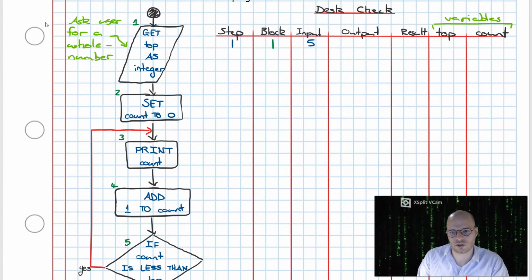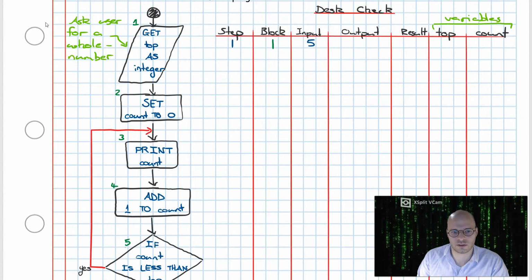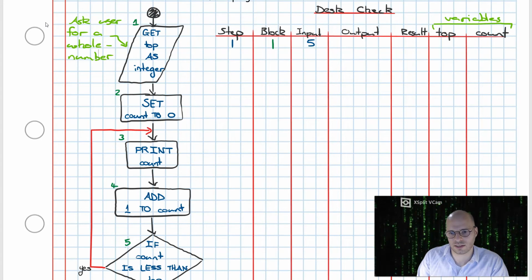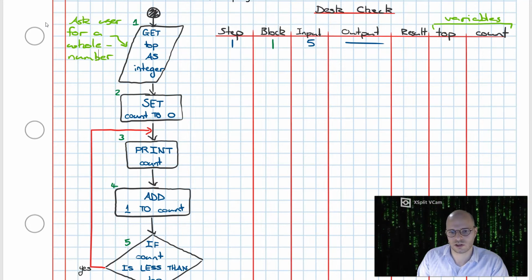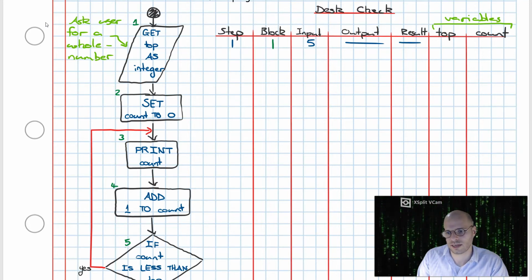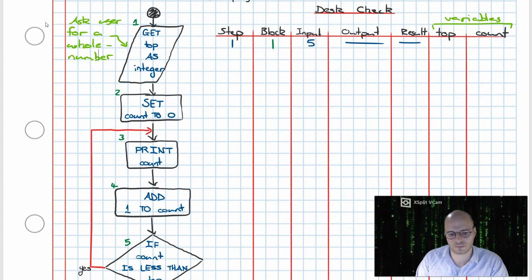Now, looking across, it says output. We ask ourselves, is any information leaving the program? For get top as integer, the result is no, there's nothing leaving. So I'm going to draw a dash. The dash itself represents that there's nothing there. Going across for result, I'm going to put a dash as well. I'll explain what result means when we get to block 5 down here.